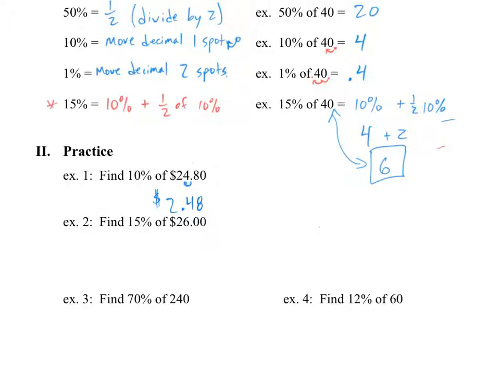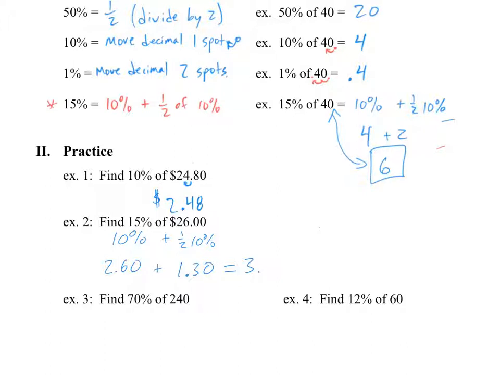What if you want to give like an 8%? 15% of this. So first we do 10%, and 10% is 2.6. I'm maybe going to do 2.60. Plus half of 10%, so half of $2 would be $1. Half of 60 cents is 30 cents, so $1.30. We add those two together, we get $3.90.